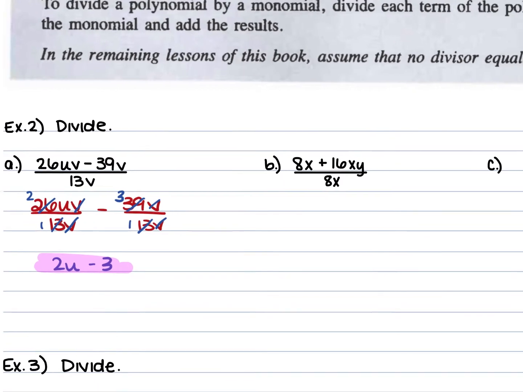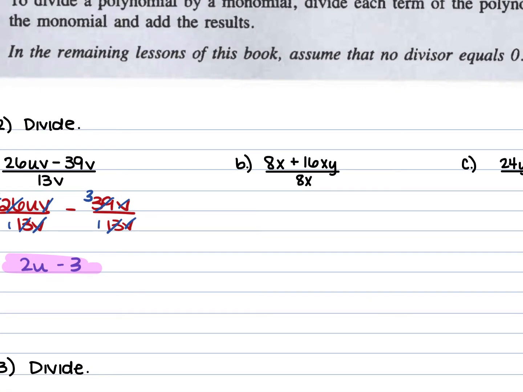For example B, we have 8x plus 16xy all over 8x. So again, if we want to separate this, we would just have 8x over 8x plus 16xy over 8x. Your 8x over 8x, the 8's become 1's, the x's also become 1's, so it's just 1. The 16 divided by 8, the 8 becomes a 1, 16 turns into a 2. You have an x on the numerator and the denominator, so they cancel out, and you're just left with 2y. So 1 plus 2y is that fraction in simplest form.